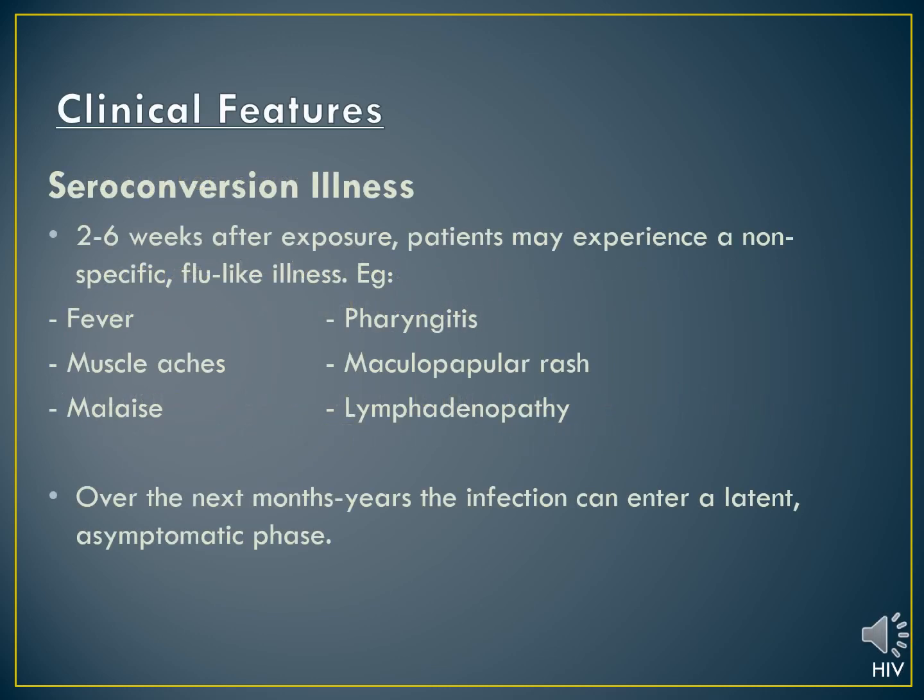The clinical features of HIV can be divided into two parts, which is the seroconversion illness and also symptomatic HIV. Seroconversion illness occurs 2 to 6 weeks after exposure. Patients may experience a non-specific flu-like illness, for example, fever, muscle ache, malaise, pharyngitis, maculopapular rash, and also lymphadenopathy. The maculopapular rash is the most common clinical feature for HIV. And over the next months or years, the infection can enter a later asymptomatic phase.